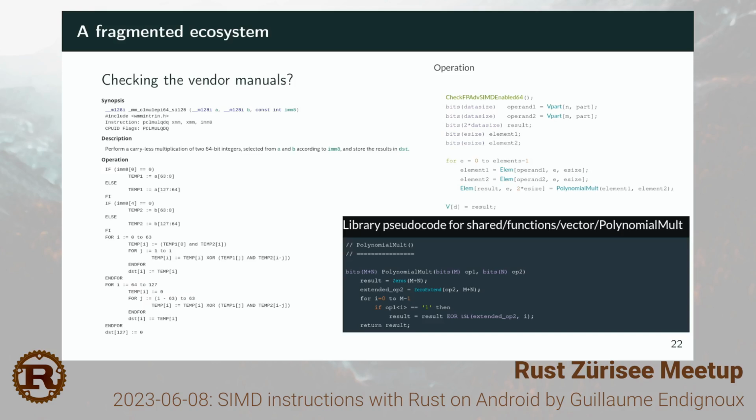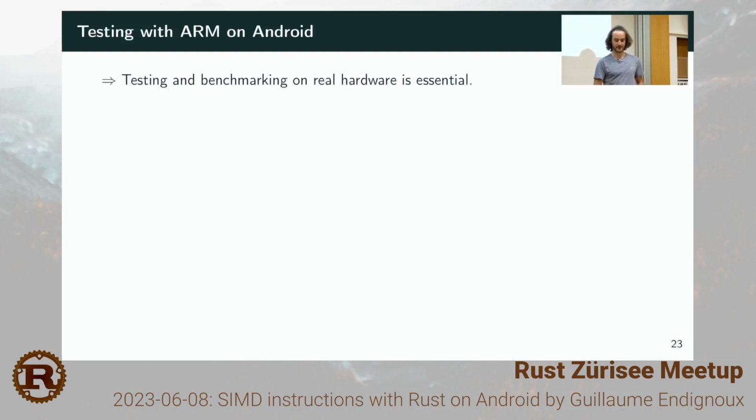Again, you have a bunch of pseudocode, and in some cases you need to click through several links, and it's all English text mixed with pseudocode. If you read carefully, you might get an idea that this is what you wanted to do, but it's not obvious. So this is why, if you're going to write code with SIMD, it's really important to test and also benchmark it on real hardware to make sure you did the correct thing you intended to write.